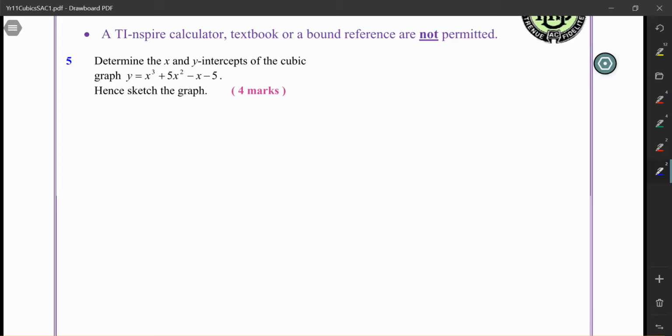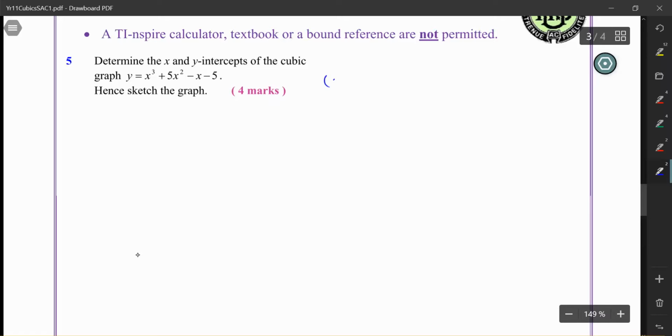Determine the x and y intercepts of the cubic graph. So we go x cubed plus 5x squared minus x minus 5. Well, you need to find x-intercepts, y-intercepts. Y-intercept is easy. We already know when x is 0, y-intercept is negative 5. To find the x-intercepts, again, you need to find the factors of 5, but you got positive 1 and negative 1, and positive 5 and negative 5. So we'll try this out. Let's try 1. I always like to try 1.